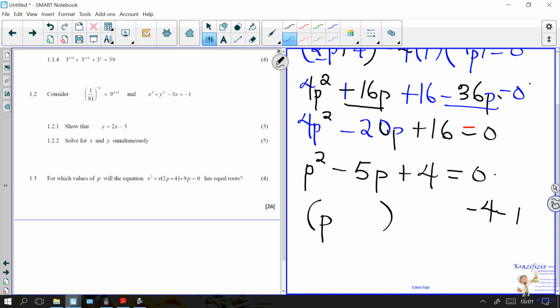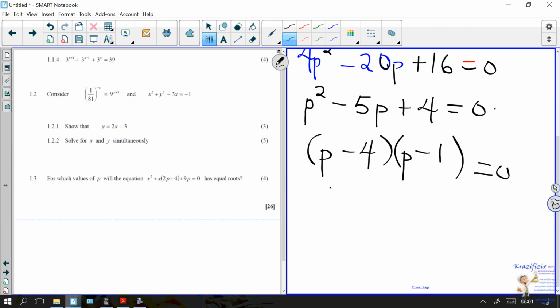Again, do you see why you need to learn how to factorize? It's almost in every maths question. So you have p there, and then minus 4, minus 1. So it's either p equals to 4 or p equals to 1. When p equals to 4 and p equals to 1, that will give me equal roots. All right, guys, that is question 1 done and dusted. Now let's run to question number 2 quickly.